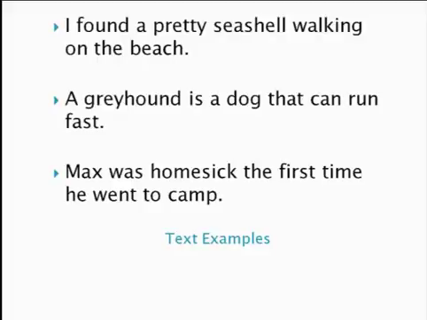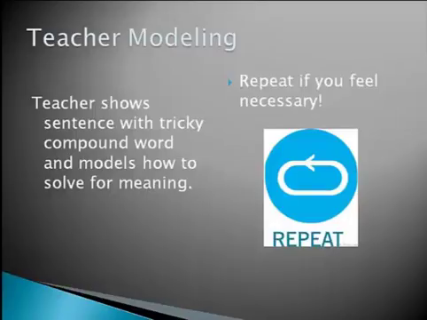These words are easily broken apart and the student will be able to define, with your help, what each individual word means. When the words are put back together, we ask the students what they think they mean and also read the word in the sentence so the students can also apply their context clues knowledge. The teacher then models with a tricky compound word and shows how to solve for meaning. Make sure to reference the compound word anchor chart that you've created so your students will know that this is a helpful tool for their independent practice. Repeat this step if you feel it necessary.